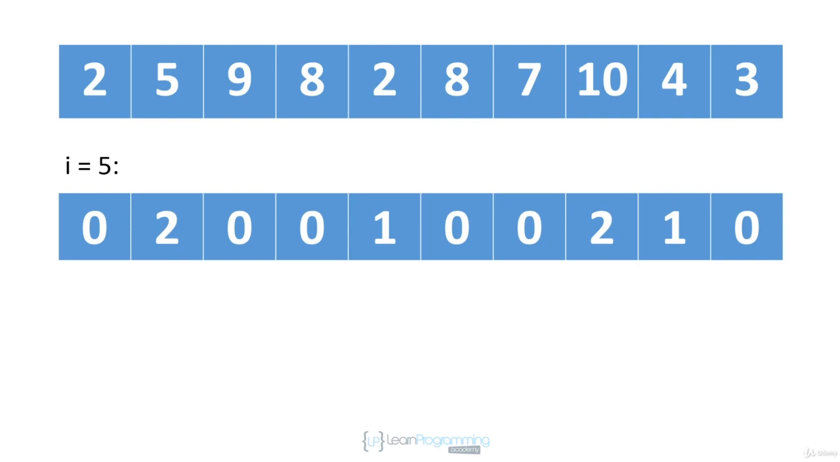So counting array 7 will be incremented by 1. So we now have a 2 there because we've seen 2 8s. Then we find a 7, so we're going to increment counting array 6. We found a 10, so we're going to increment counting array 9. We found a 4, so we're going to increment counting array 3. And finally, we find a 3, and so we're going to increment counting array 2 by 1.